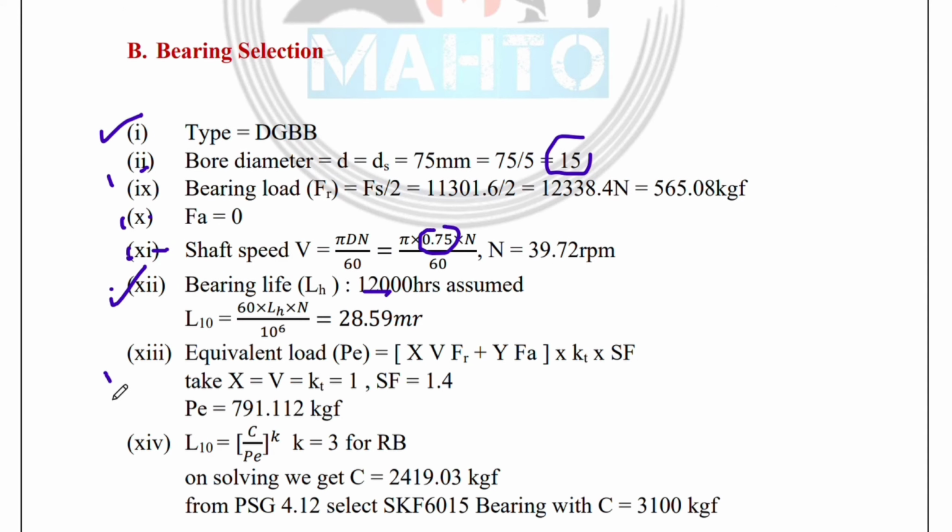Next, we will find the equivalent load. Same formula, you will get all the formulas on PSG data book 4.3. Put all the values: X, V, KT will be 1. Service factor we assume 1.4. FR value we got here and FA value is also 0. Put all the values, we get the equivalent load, which will be 791.112 kgf.